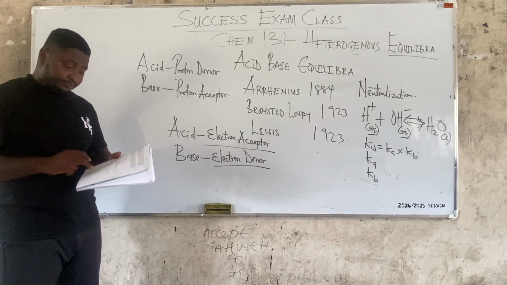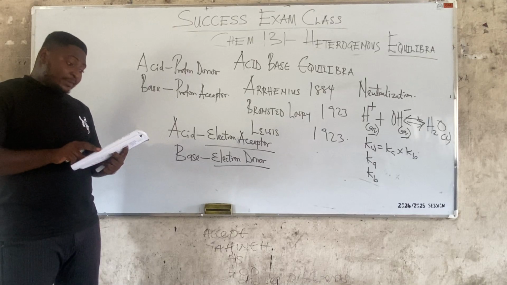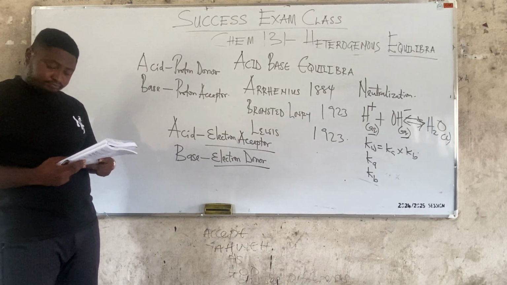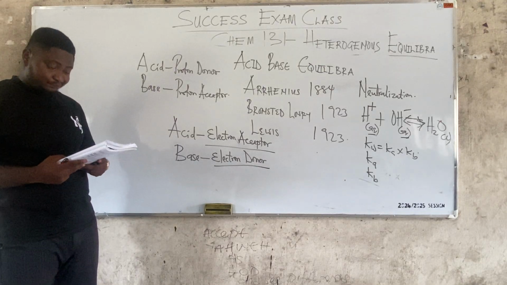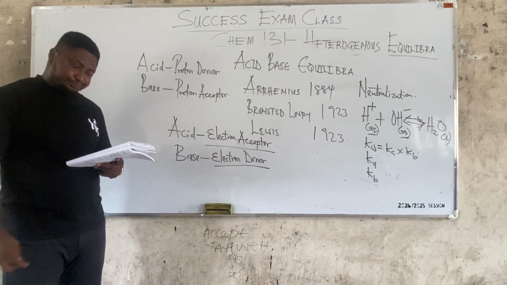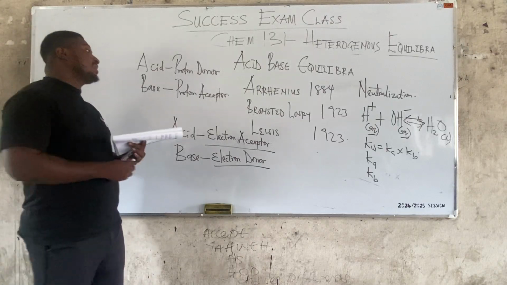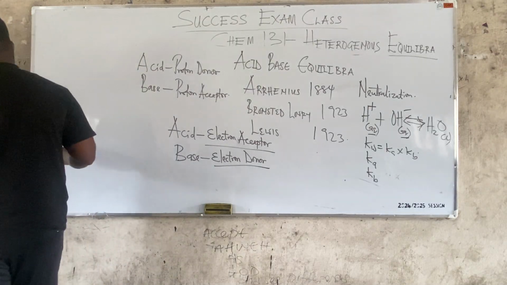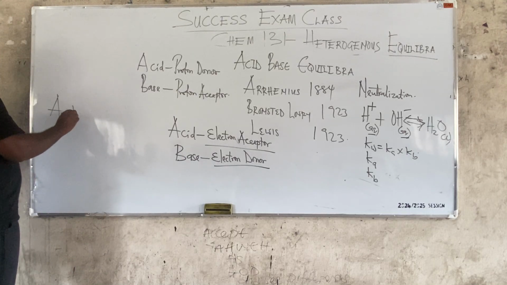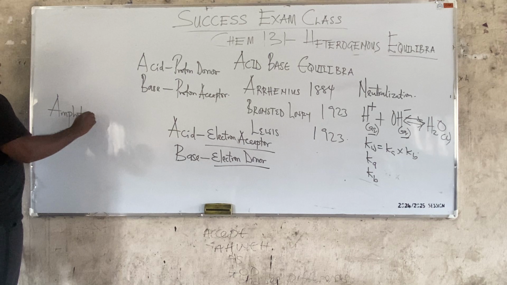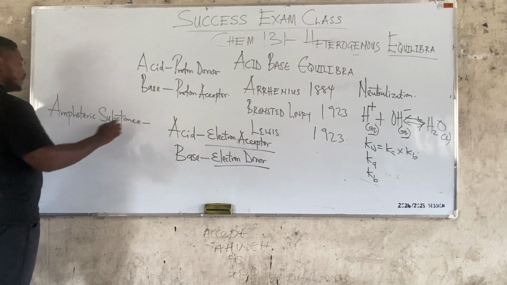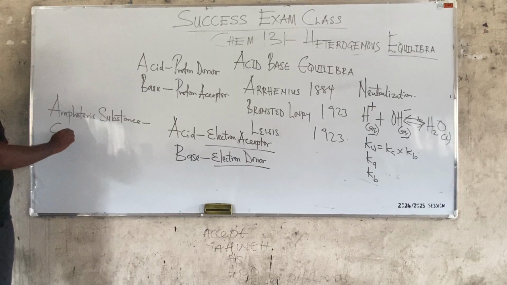Class, quickly write down: amphoteric substance. An amphoteric substance is a substance that can act both as an acid and as a base.